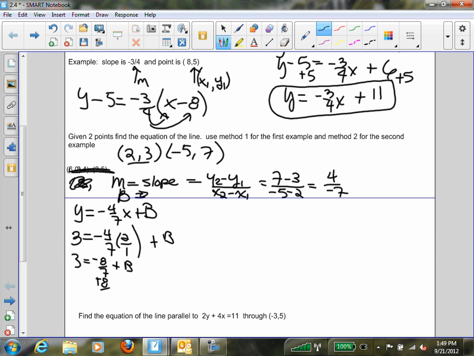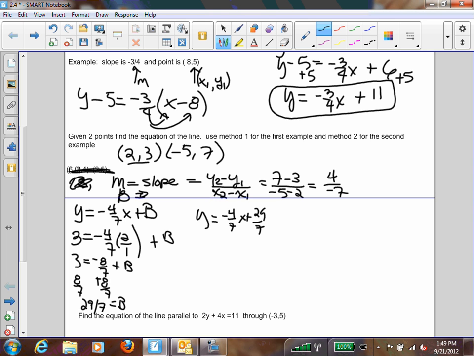Add 8/7 to both sides. And 3 is the same thing as 21/7, isn't it? So 21/7 and 8/7 is 29/7. So this is 29/7 is equal to b. And so we get y is equal to negative 4/7 x plus 29/7.